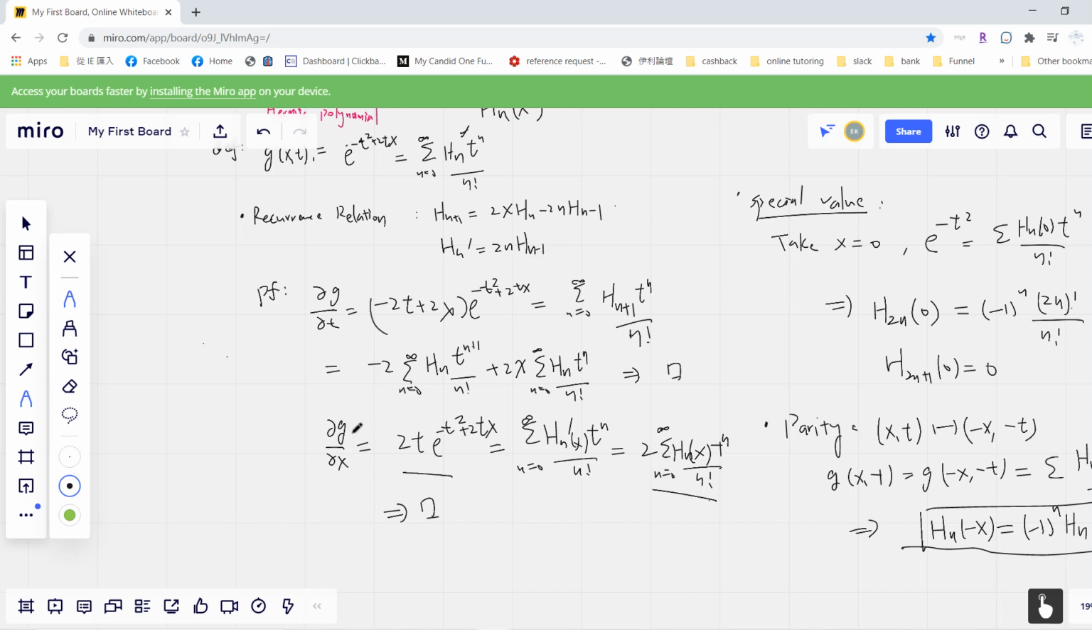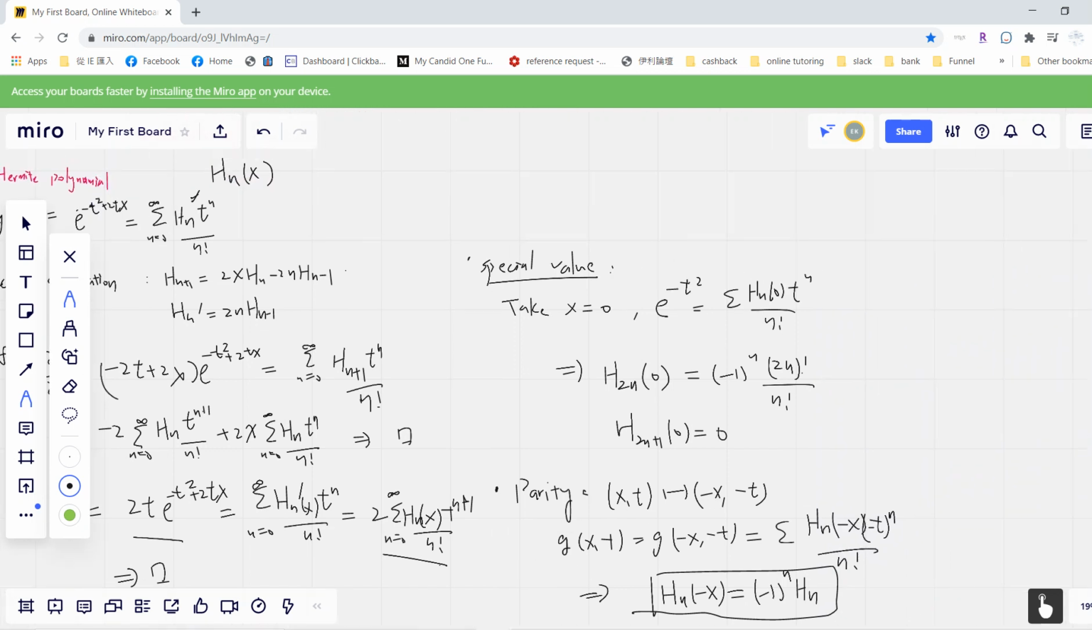Okay, the next one is H_n prime equals 2n times H_{n-1}. We just do the differentiation with respect to x, right? So we get the same thing, but plus 2t. So 2t times it becomes this, and by definition this is this one. So we get H_n prime equals 2n H_{n-1}. Sorry, should be plus sign here.